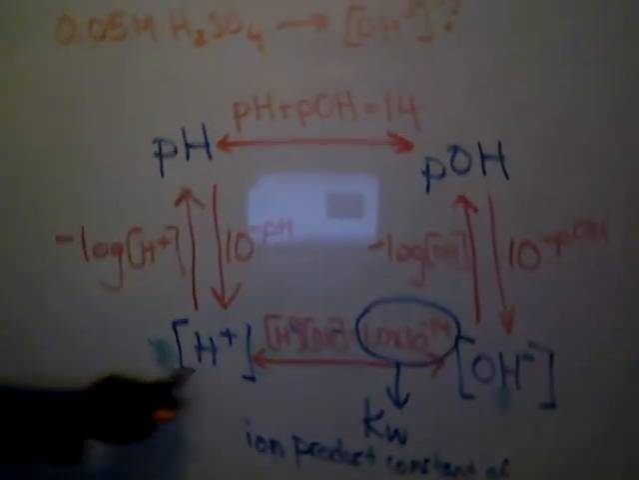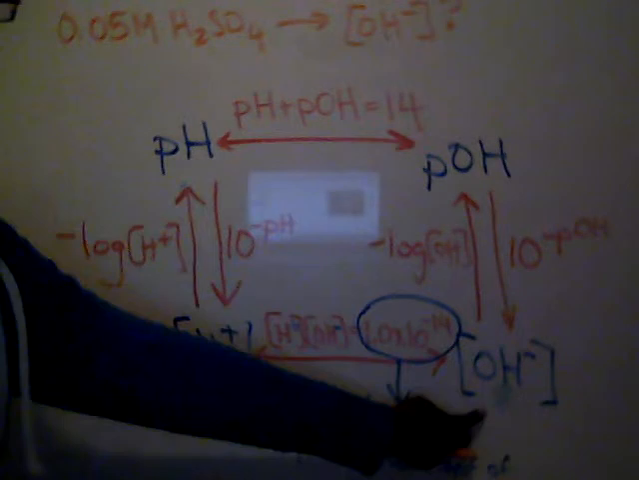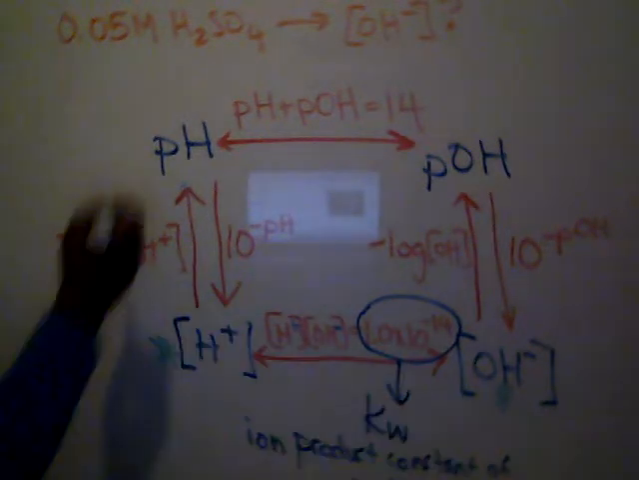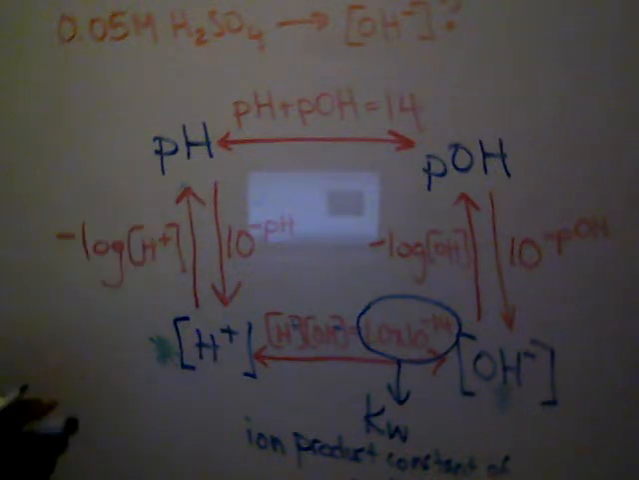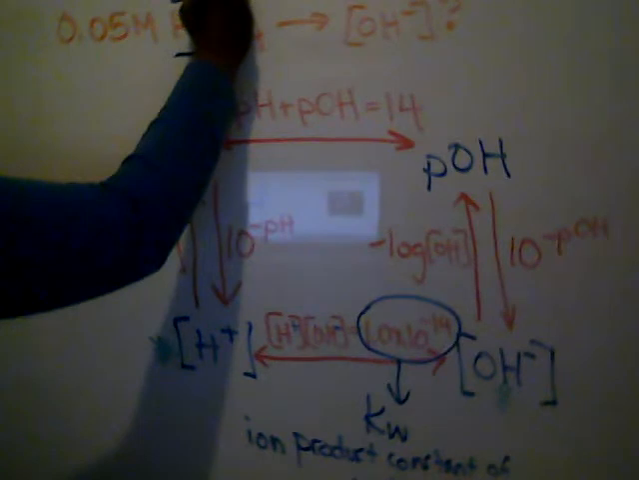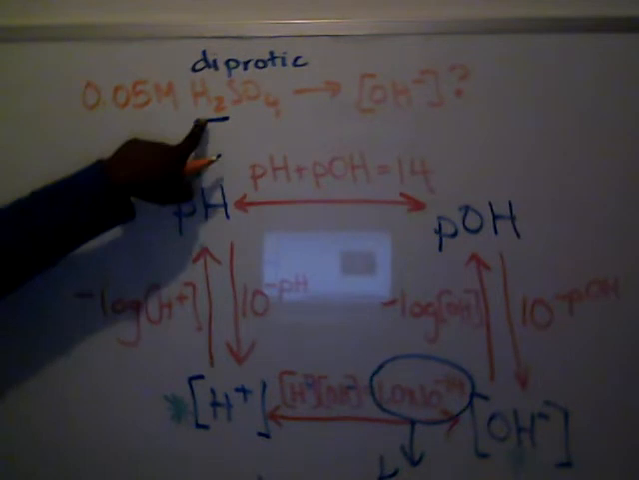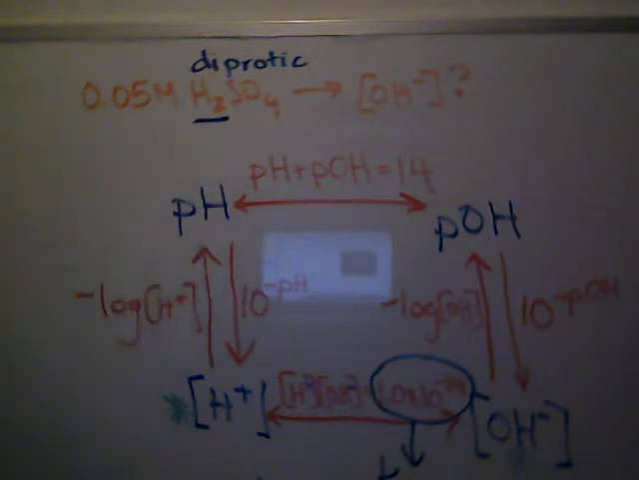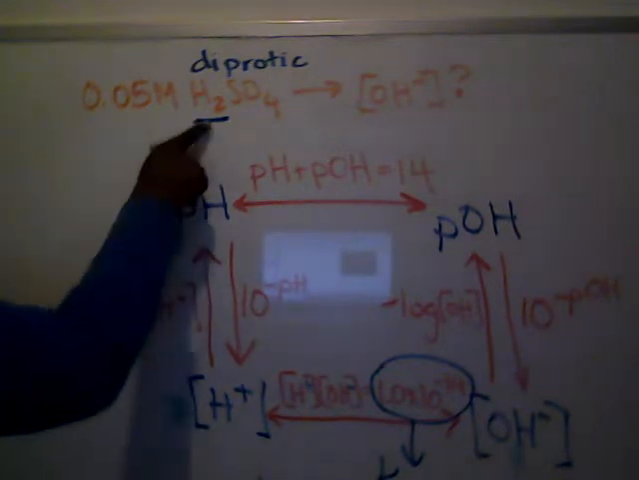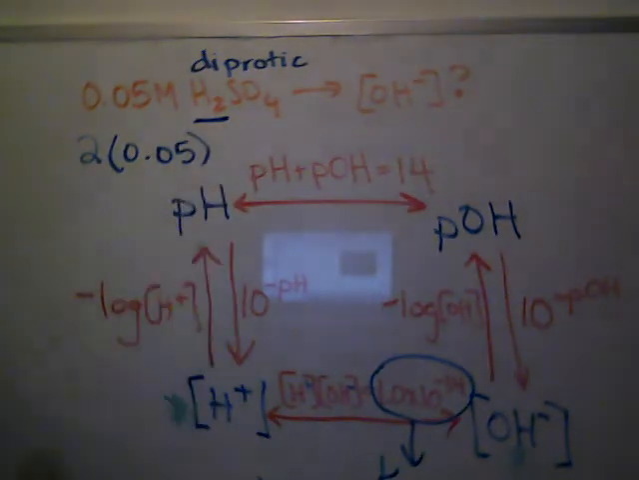So if we're here and we want to go here, first we need to figure out how many hydrogens we have, and then we can convert it over into hydroxides. So how do we do that? One thing to keep in mind, this is what we call a diprotic acid. H2SO4 has 2 hydrogens, so this is diprotic. Anytime you're dealing with something that is diprotic or triprotic, you have to take into account the amount of hydrogens. Just like if we had a base that had more than 1 hydroxide, we want to take that into account as well. So because we have 2 hydrogens, we have to multiply the concentration they give us by 2.